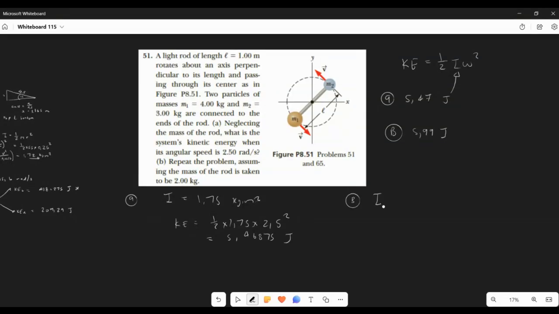So what's my I for the second part? Someone please tell me. In this case, we're including the rod now. We have the 1.75 there already, but now I have to include the rod within our calculation. The rod is spinning about the center, so we need to use the formula. I'm waiting for the mass moment of inertia.